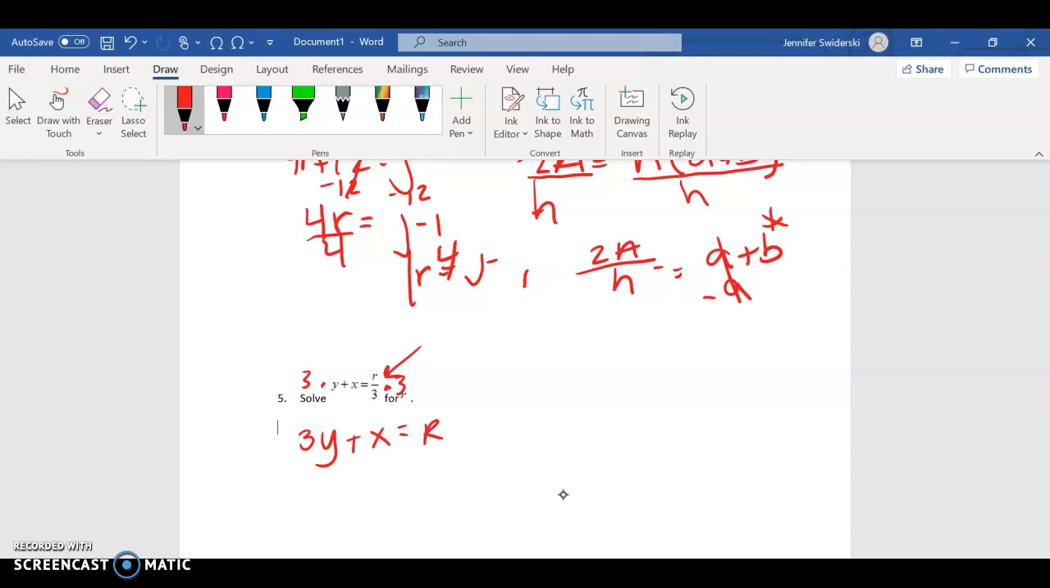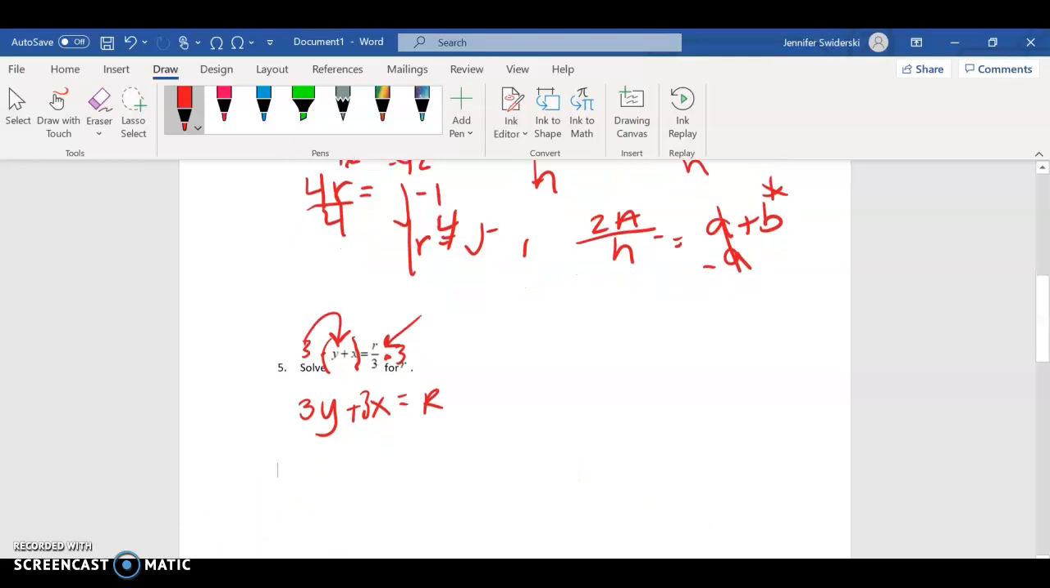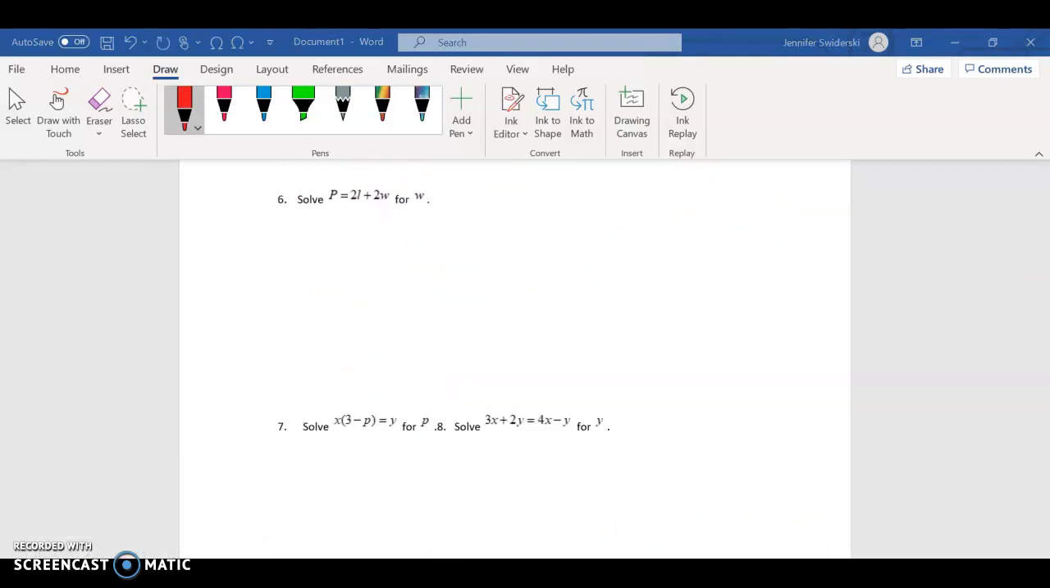Well, many of you are going to notice that if I'm multiplying this by 3, technically I'm multiplying everything on the left-hand side by 3. So 3 times y is 3y, and then 3 times x is 3x. So make sure you're remembering to distribute that 3 to everything. Now they want us to do 6.